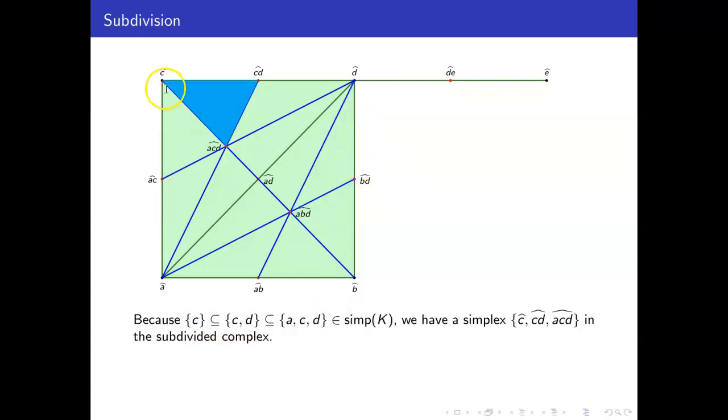Another example here, you've got a simplex with vertices C hat, CD hat, and ACD hat, and the corresponding simplices in the original complex, C, CD, ACD, are nested in order like this, and so because of that we get a simplex C hat, CD hat, ACD hat in this subdivided complex here.